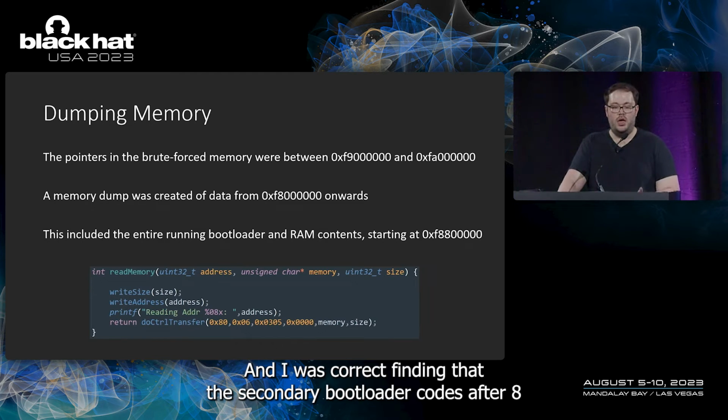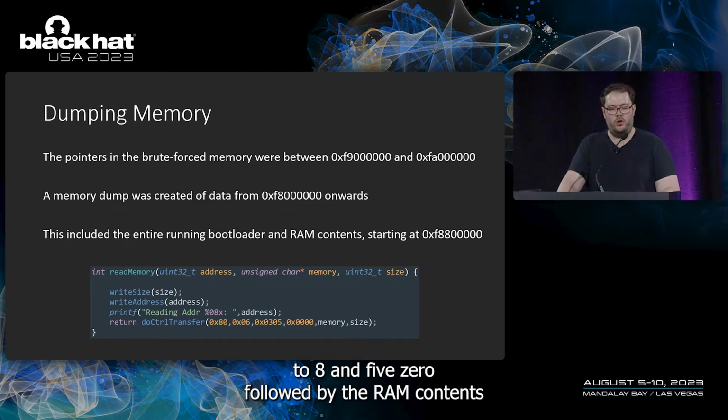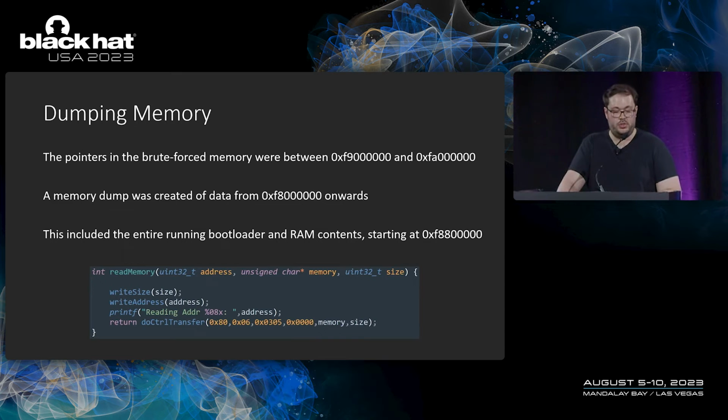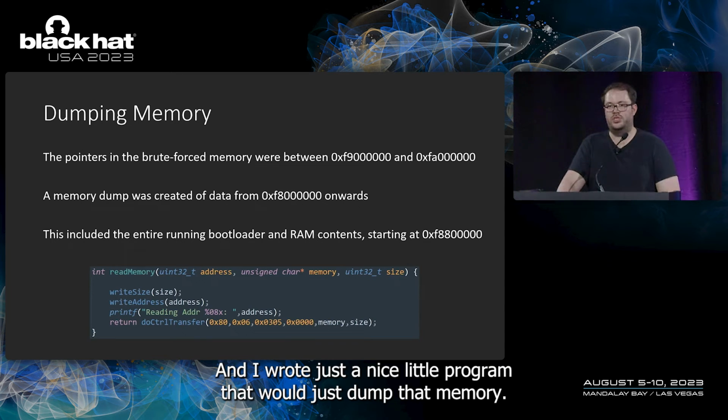And I was correct, finding that the secondary bootloader code started at F88 and 5 zeros, followed by the RAM contents, and then the frame buffer, which was at FA and 6 zeros. And I wrote just a nice little program that would just dump that memory.